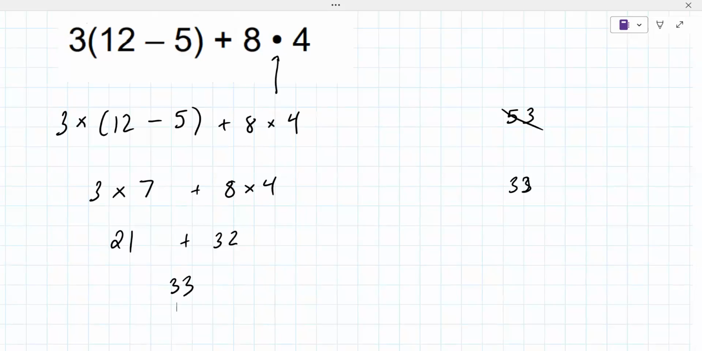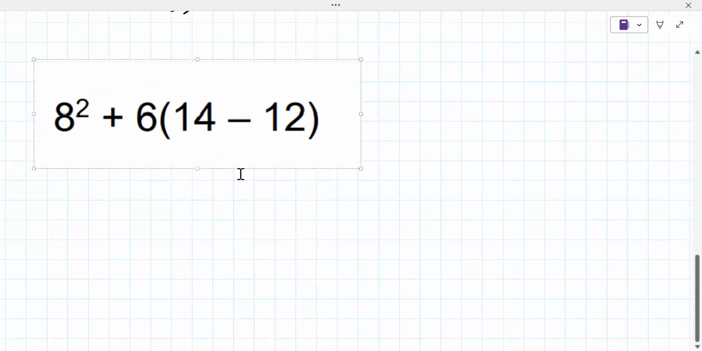Good. All right, so I got a bunch more here that we can work on to get you more familiar with this. Let's try this one here. Go ahead and take a look at that and let me know what you come up with.